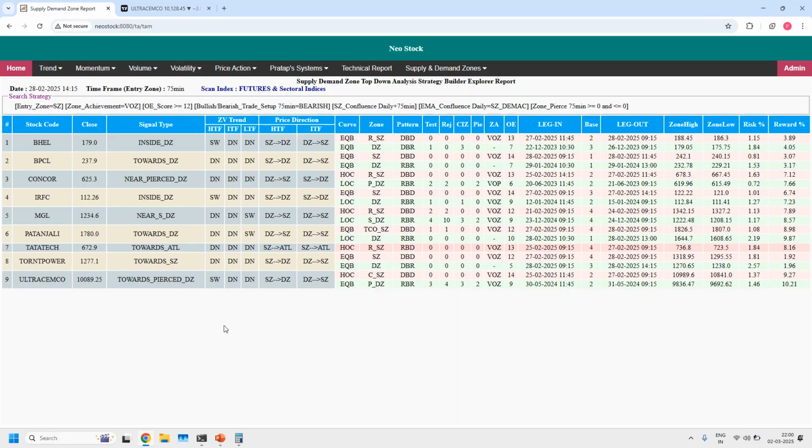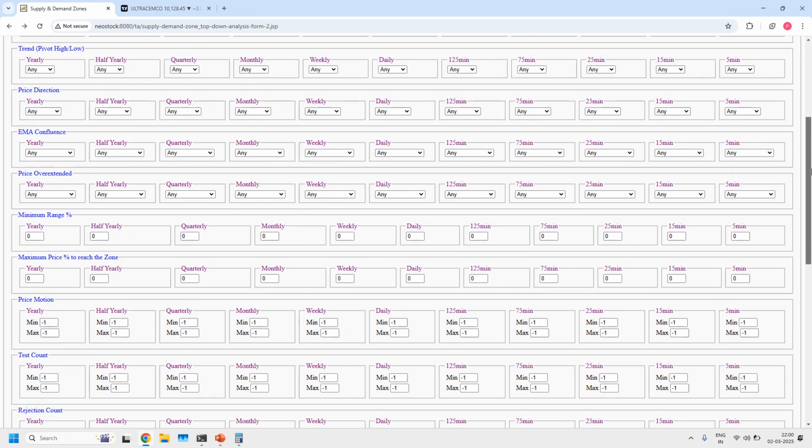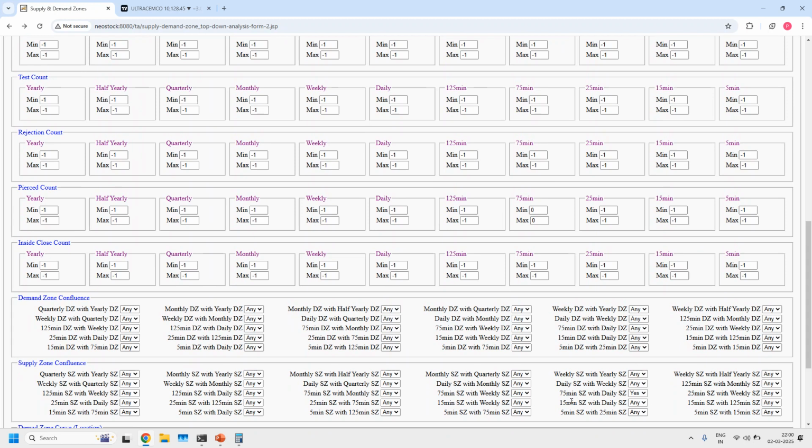So this is based on LTF, ITF. Similarly, we can also identify more probability based on LTF, ITF, HTF and then HTF EMA confluence. So what I do, I'll go back, removing this EMA confluence filter, and in the supply zone confluence, I have to add 3 filters now. First filter is the LTF, ITF filter that we already selected, 75 and daily supply zone. Second filter, LTF and HTF, that is 75 weekly supply zone. Third filter, ITF and HTF, that is daily and weekly supply zone confluence.